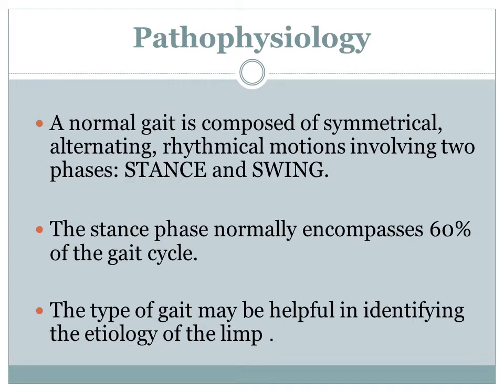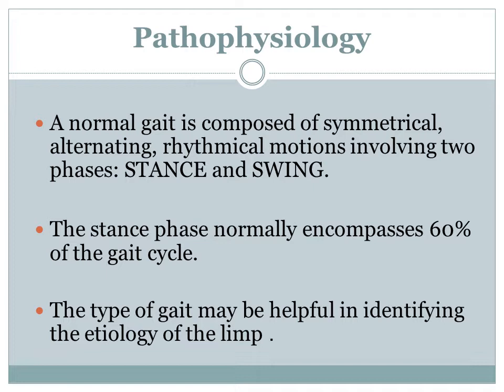In order to understand the pathophysiology of limping or abnormal gait, we first have to know that normal gait is composed of symmetrical, alternating, rhythmical motion that involves two phases, stance phase and swing phase. The stance phase is longer. It represents about 60% of the gait cycle, while the swing phase represents only 40% of the gait cycle.